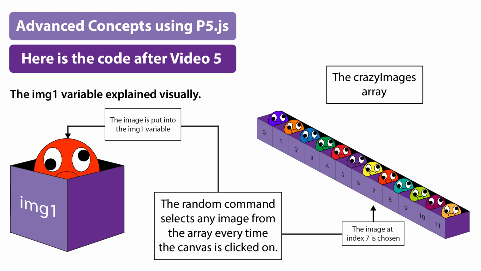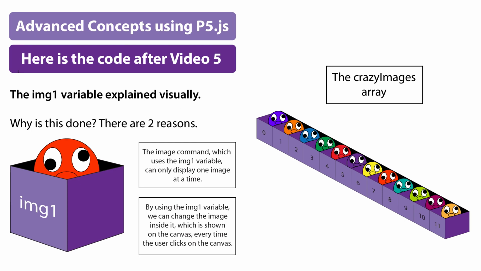So the random command selects a random image from the array. In this example, the image at index 7 is chosen, and then that image is put into the image1 variable. There's two reasons why we do this. It's because the image command that we use later on uses the image1 variable to display one image at a time. And by using the image1 variable, we can change the image inside it over and over again.